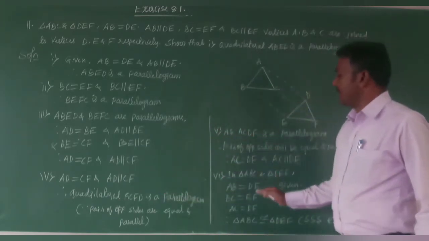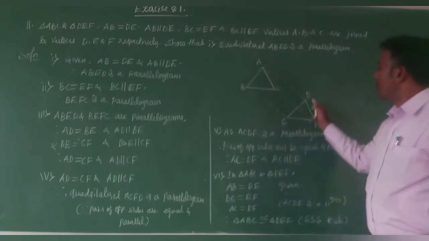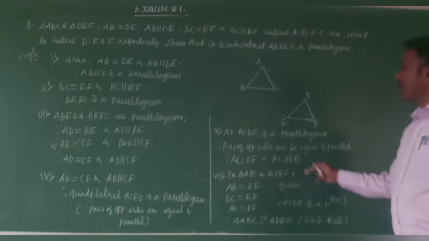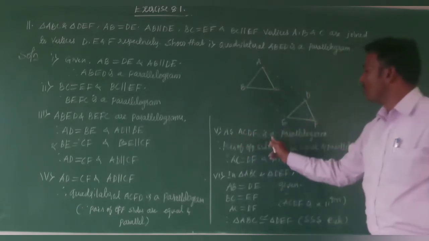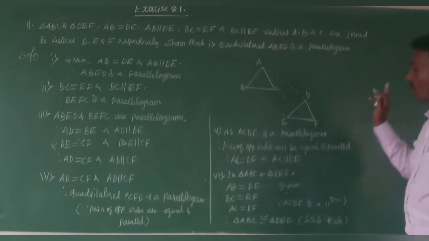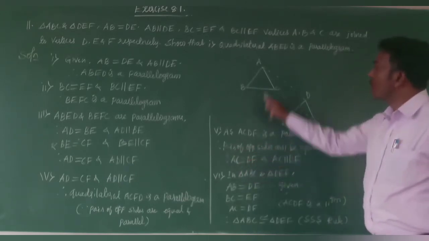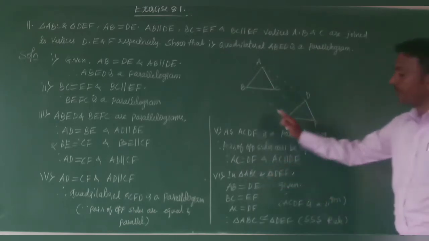Similarly, the fifth case is we need to prove AC is equal to DF and AC is parallel to DF. Already ACFD is a parallelogram. Therefore, a pair of opposite sides will be parallel and equal. That is AC is equal to DF and AC is parallel to DF. This is the fifth case.